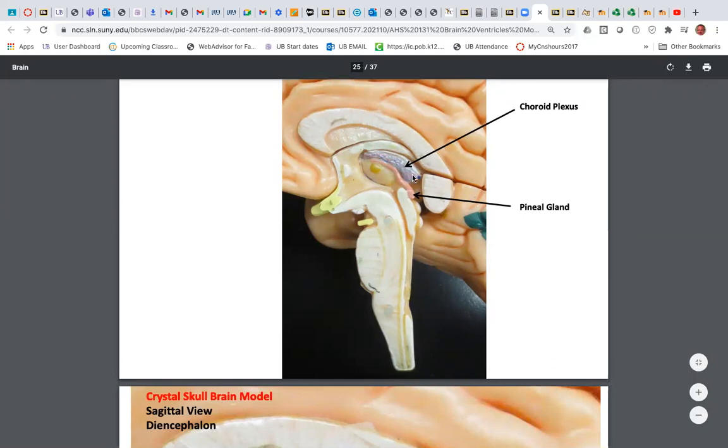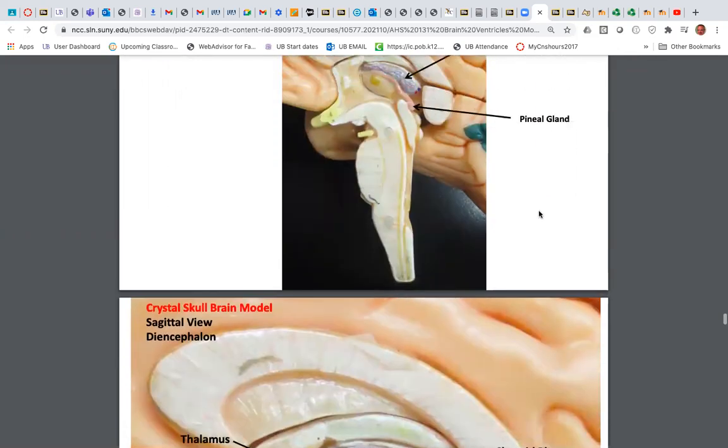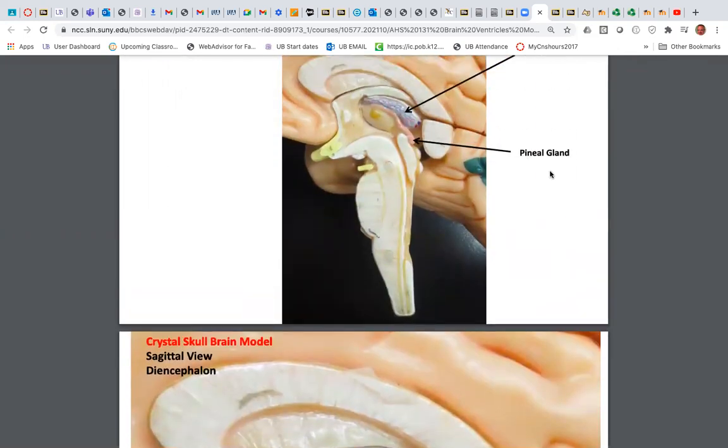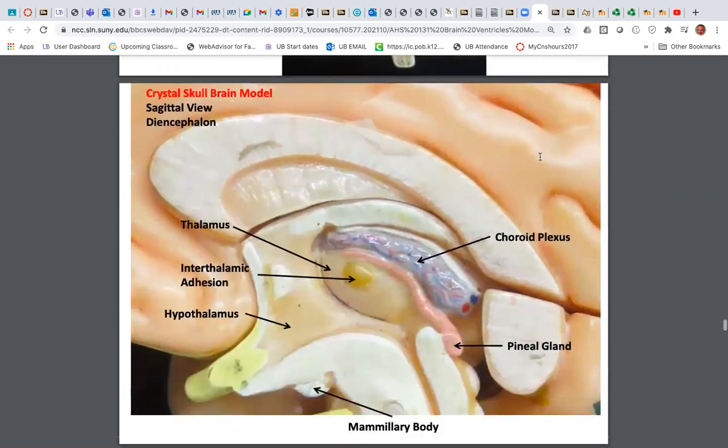Just inferior to that, here's the pineal gland. And the pineal gland is in the brain, but it has endocrine function, and it is responsible for secreting melatonin. And melatonin is secreted at night, and it helps to tone you down. Melatonin. It's not melanin, right? Melanin is for skin pigmentation. Melatonin helps you stay calm.